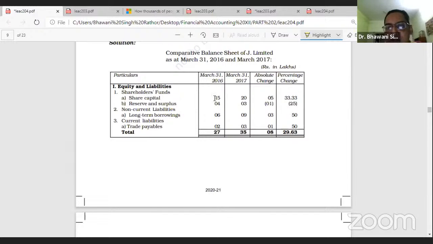And now this information is just rewritten from the given information. There is no logic or rocket science behind it. We have just reused the information which has been given to us. And then we are subtracting the previous year information from the current year information. That is 20 minus 15 is 5. And this is the absolute change. Then when we divide 5 by the previous year information, that is 15, we get the percentage change. So how much change has occurred in the share capital over the last 1 year is 33.33 percentage. So we need to prepare the comparative statement for the balance sheet using this information.